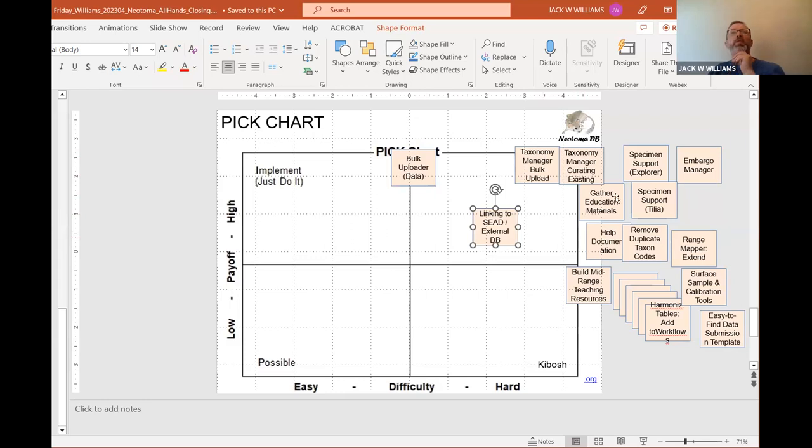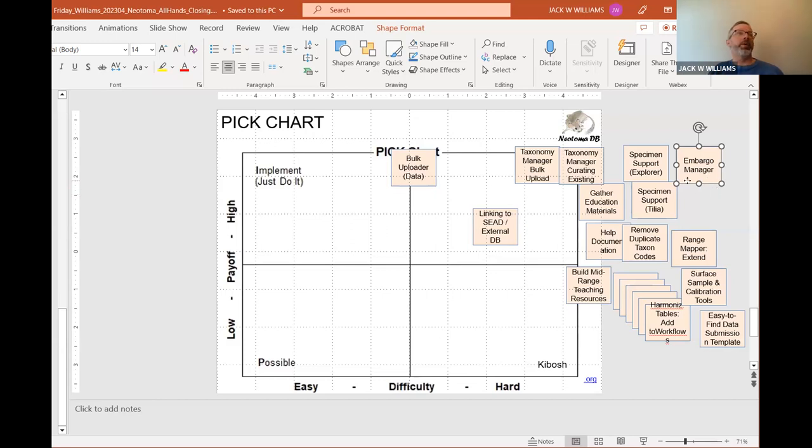Let's move through here. Let's go to embargo manager, because I think Sarah summarized it well. Some groups really want embargo manager. All would benefit from embargo manager. And if you think about the new emerging care mission, embargo manager would serve that well. And also we have some precursor work to that.